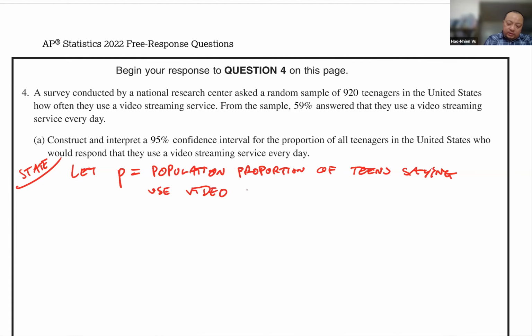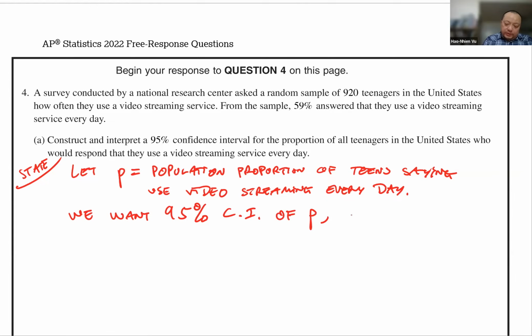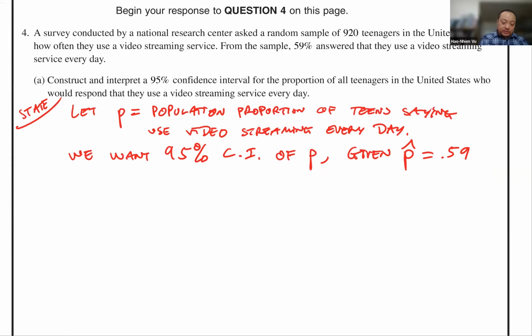Of teens saying they use video streaming every day. Then we want a 95% confidence interval of P, where we're given that the sample proportion is 0.59. To do a confidence interval, you must always verify that the conditions for a confidence interval are met.